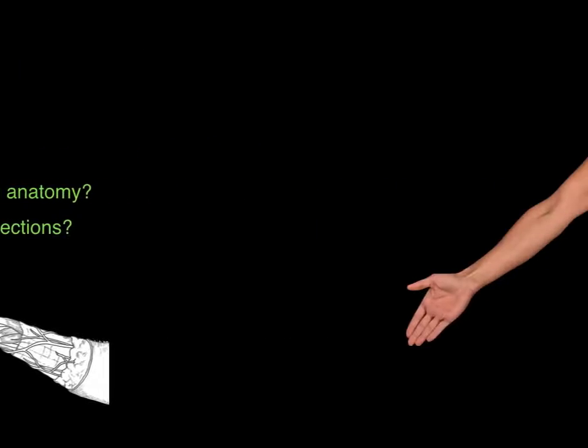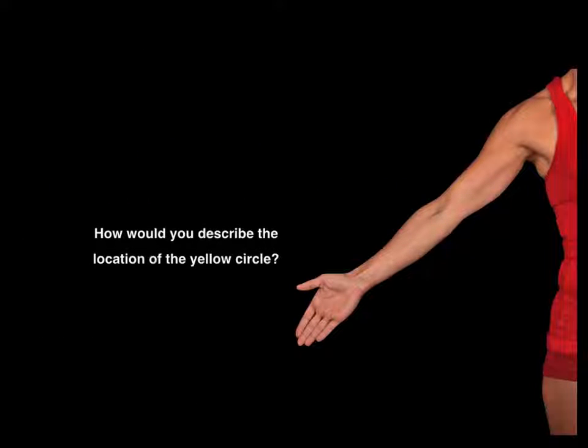Okay, let's get started, and start with a question. How would you describe the location of the yellow circle? You'd probably say, hey, that's on the front of the hand.